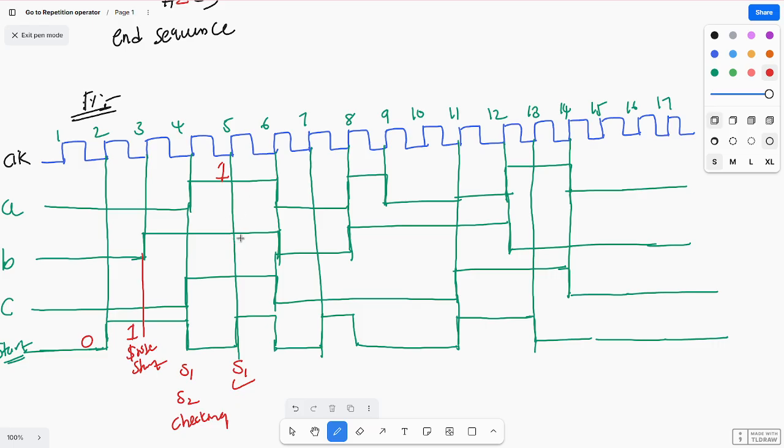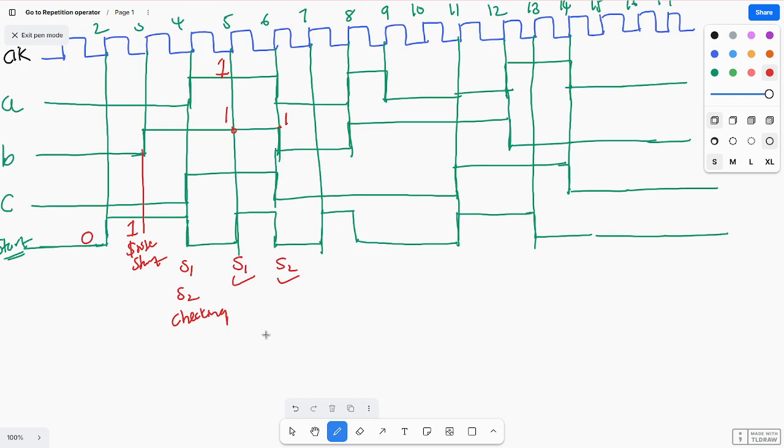So that means here B is being checked. In this cycle it is 1, and in the next cycle it is 1 only. So S2 also passes. When both are pass, what happens? The assertion is going to pass.